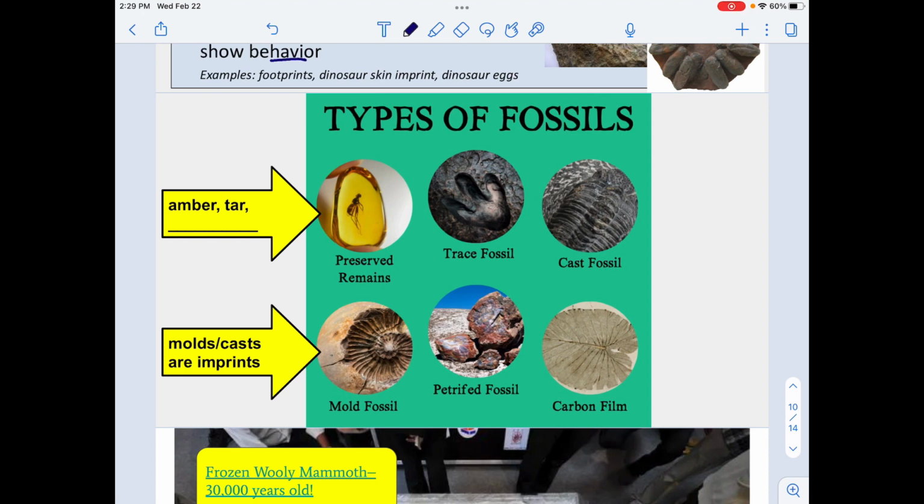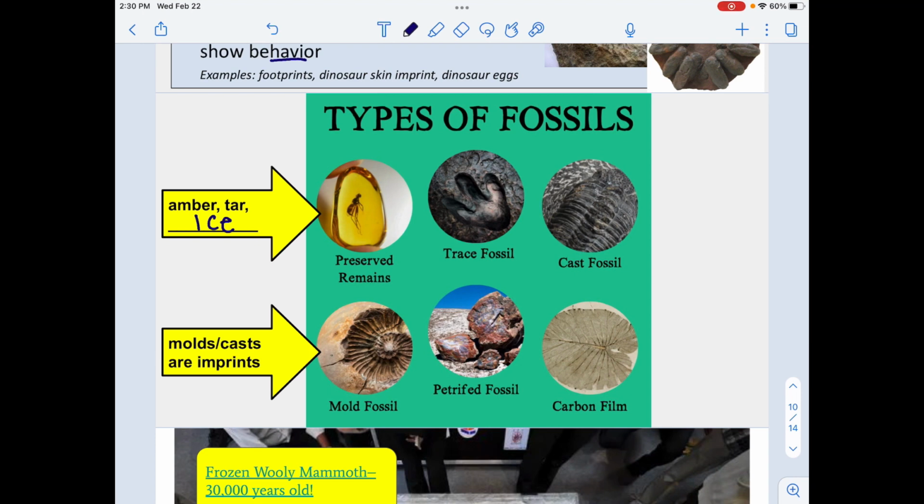Some other types of fossils, we can have preserved remains. Okay, so stuff can be found inside of amber, made very famous by Jurassic Park, right? But amber preserves whole entire animals, which is really cool. And sometimes plants too. Another type of fossil, we can find things left in tar and also in ice. Okay, so animals can be easily preserved in ice, and we'll see one of those coming up.